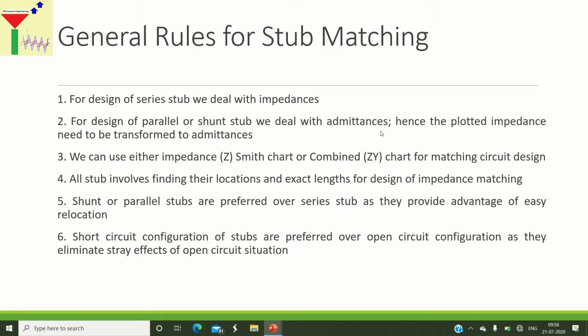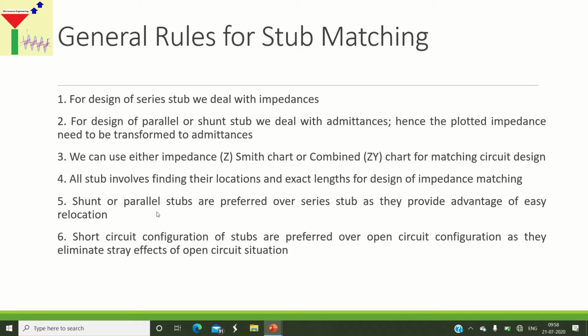Okay, so therefore the plotted impedance needs to be transformed to the admittance. So there we need to perform a conversion. Okay, because we have been supplied with the impedance and we are asked to design a parallel stub. In that particular case, we need to convert the given impedance into admittance. So this process we normally call the impedance transformation process, right?